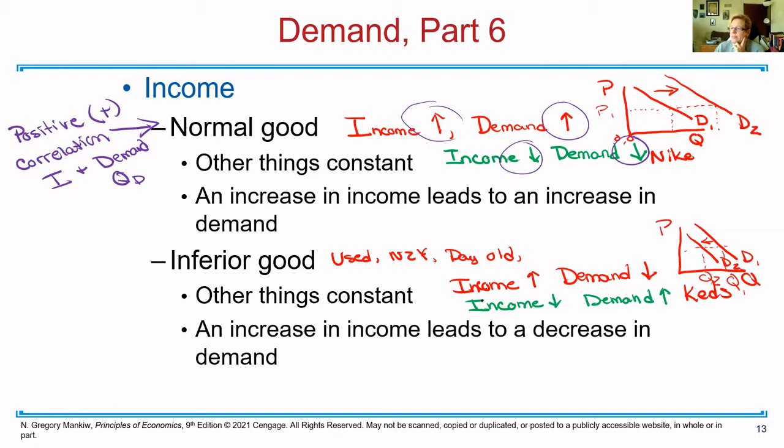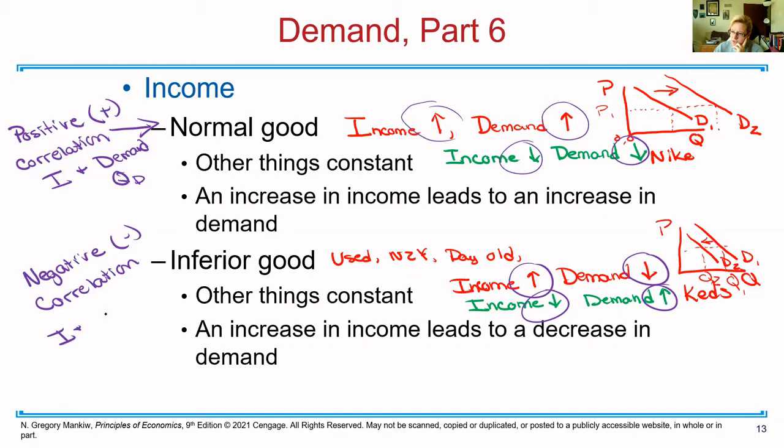Look at what happened here. In inferior goods, again, day old, used, new to you, when our income went up, our demand went down. When our income went down, our demand went up. So we're going to note that these are negative correlation. One goes up, the other one goes down, all else held constant. So income and the quantity demanded through demand are going to be negatively correlated. Just something to note for upcoming chapters.